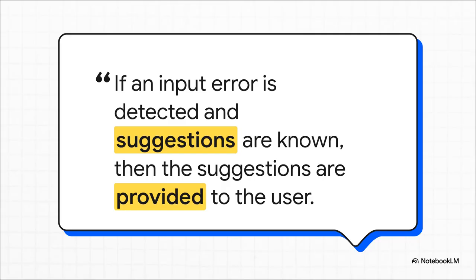Now pay close attention to the wording here. The magic phrase is, if suggestions for correction are known. This isn't asking the website to read your mind. It's much simpler. It's about giving a helpful hint when the system already knows what the right answer probably is.